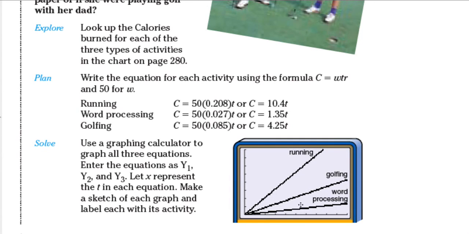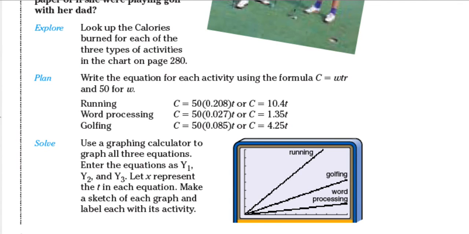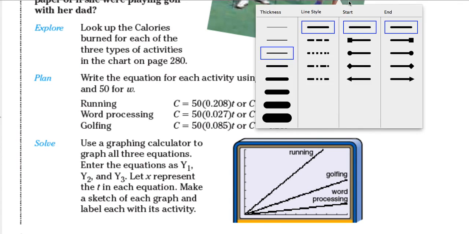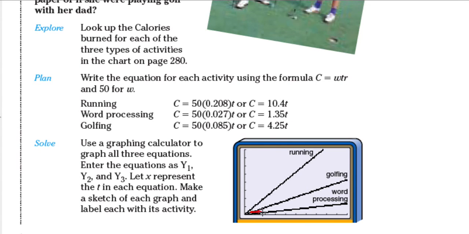So you have word processing. We'll give you a line. Let me get a nice line here. This is probably good. This line right here. And we'll do red. Red's a good color. If you look at word processing, this should be straight, because once you do this in GeoGebra, it's going to be straight. This is a very old graphing calculator, and that's the reason why the line is very pixelated. So golfing, enter that particular equation, that's your line, and running, enter that particular equation, that would be your line.